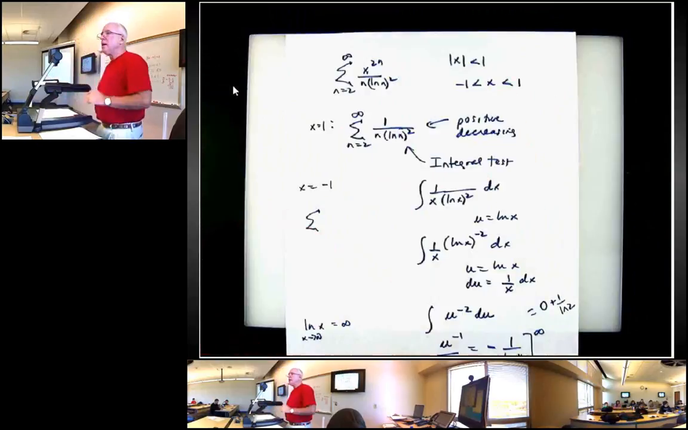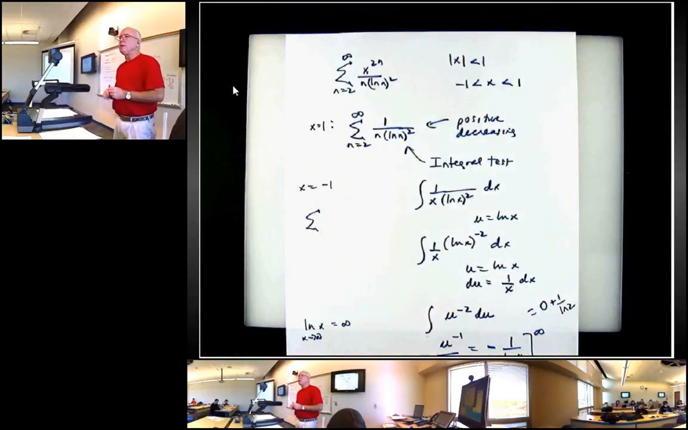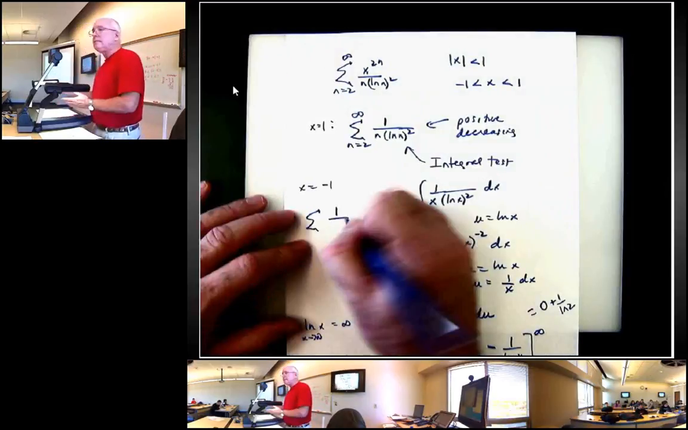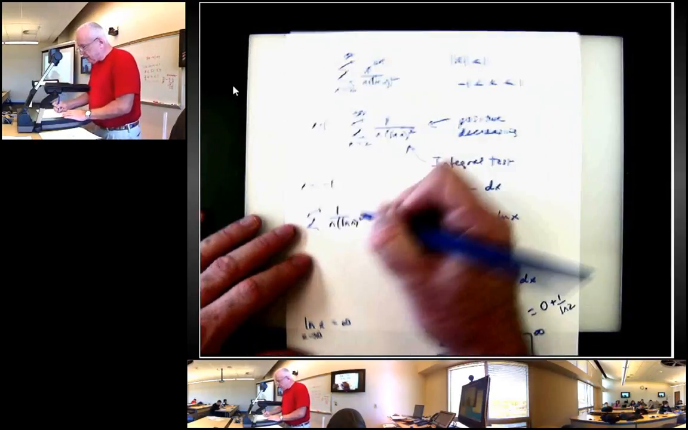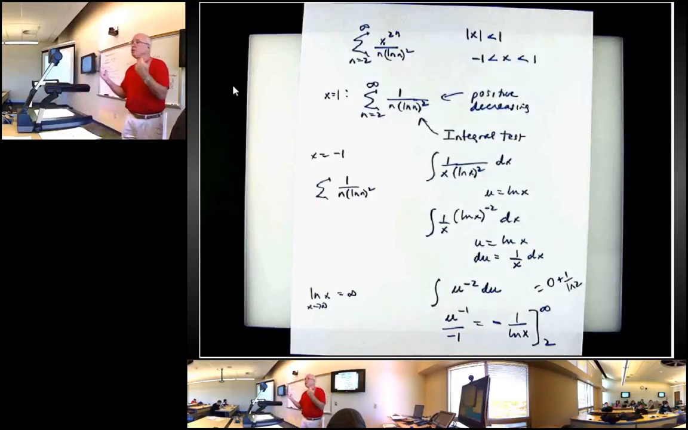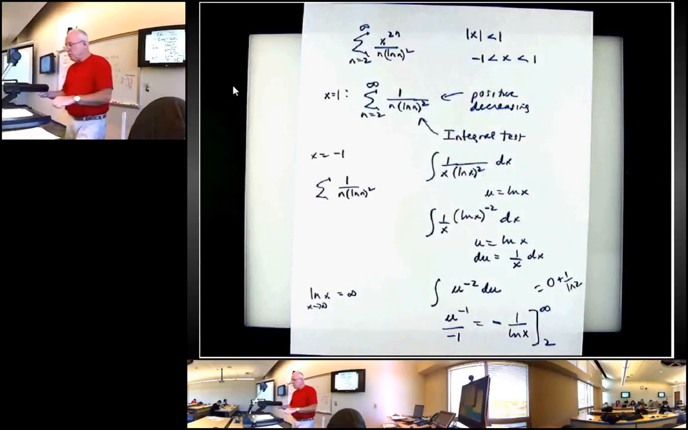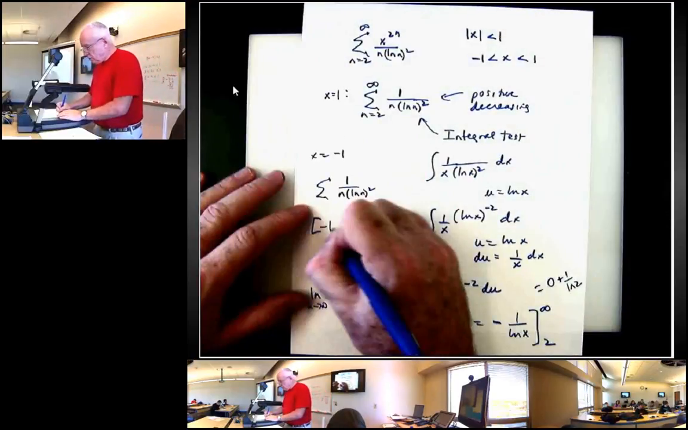If I plug in minus 1 there, what's minus 1 raised to the 2n power always going to equal? Is 2n an even number or an odd number? So negative 1 to an even power is always equal to 1. So it's the same thing. It's 1 over n ln of n squared. It's the same deal. So it converges at both of the endpoints, all right? Minus 1 to 1.